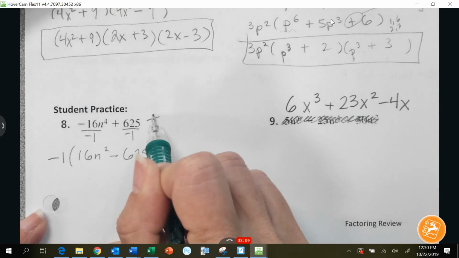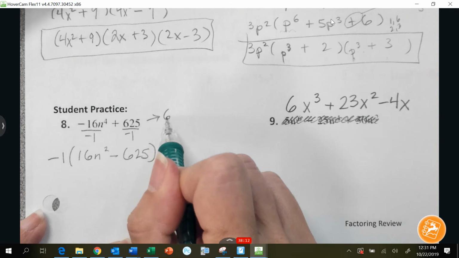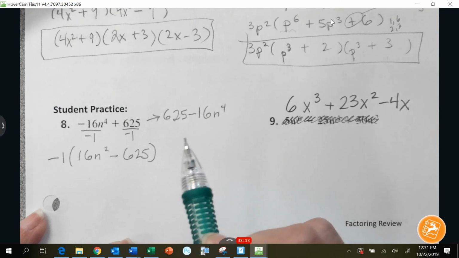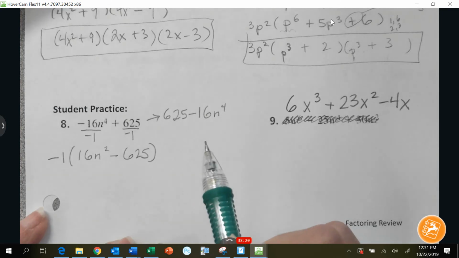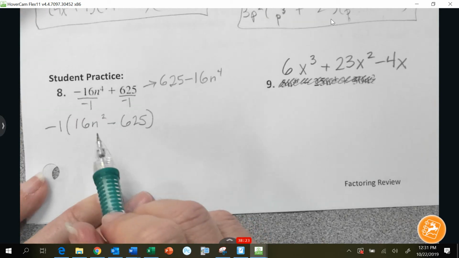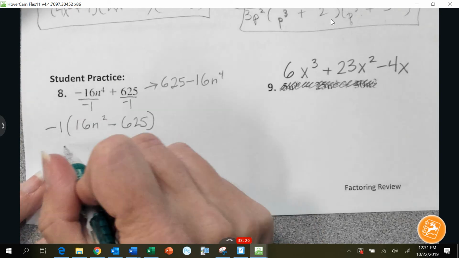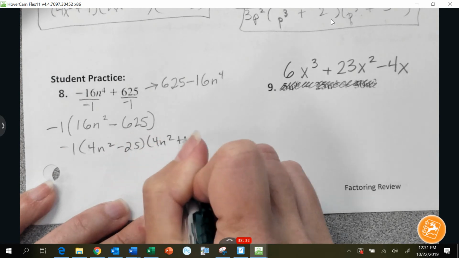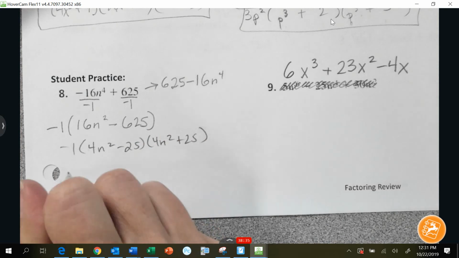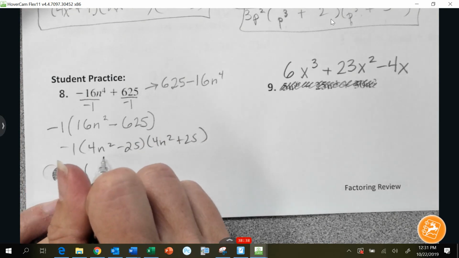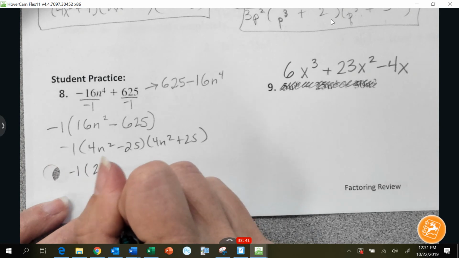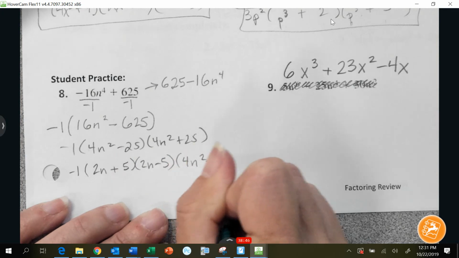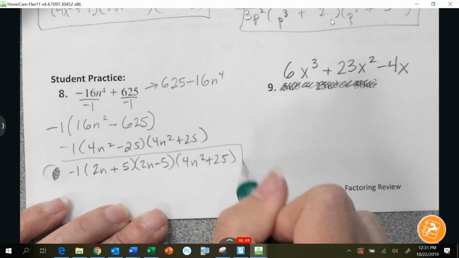Now, I did see some people on their paper did not do what I just did. All they did was rearrange the terms, which is also okay. Your answer will look different than mine, but it will work out exactly the same. So then from here, this is a difference of squares. And then once you have that factored, 4n squared minus 25 factors further. And I put them in a weird order, but that's okay.